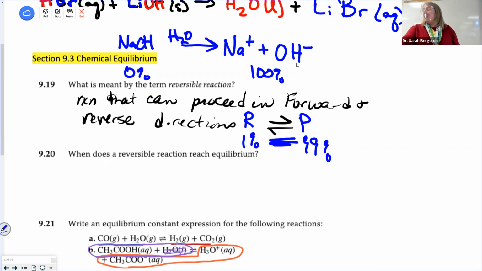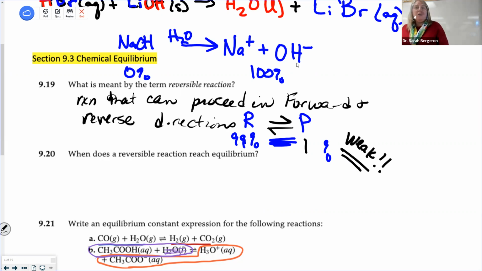And that percent or that ratio determines how strong an acid or a base is, right? So something that disassociates 99% is very close to a strong acid or base. But what if it's the reverse? What if it's 99% reactant and only 1% product? This is very what? Very weak, because you aren't making very much product, right?